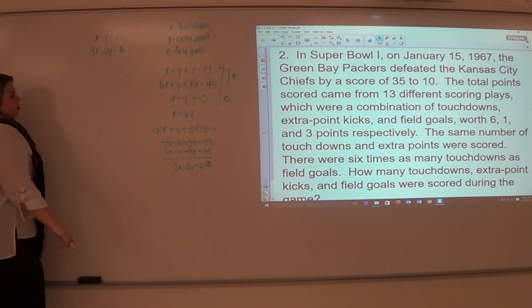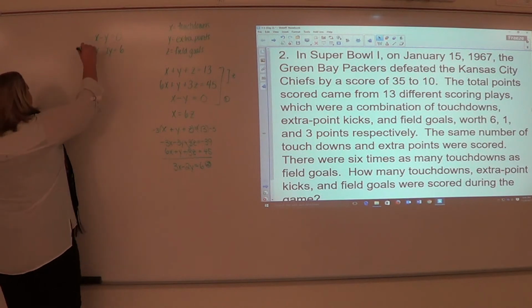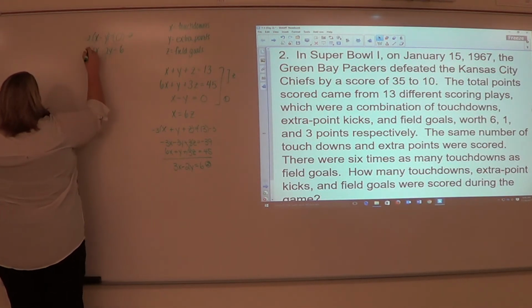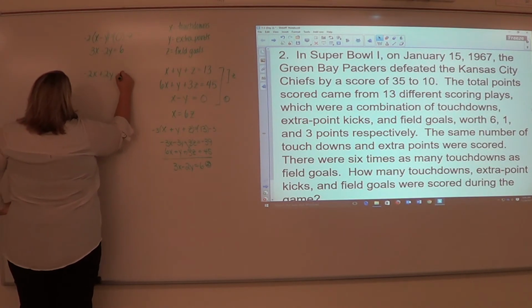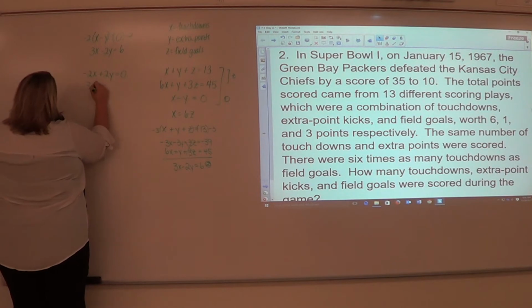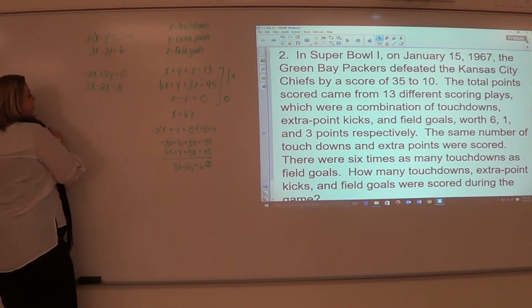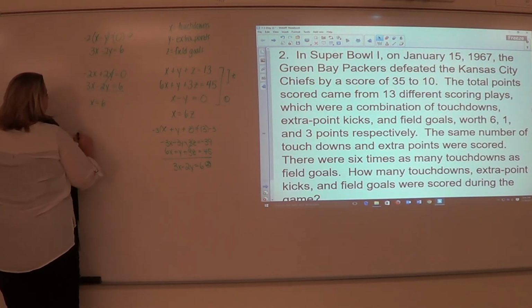Okay, and then you get down to 2 equations. What variable do you want to cancel this time? The y's, okay, so we're going to cancel y's, we multiply the top one by -2. So -2x plus 2y equals 0. Second one stays the same. Y's cancel, so this would be x equals 6.